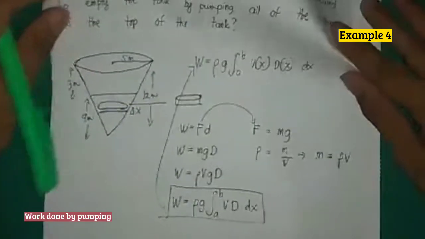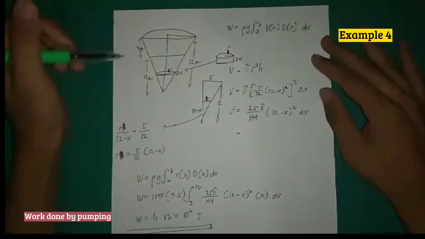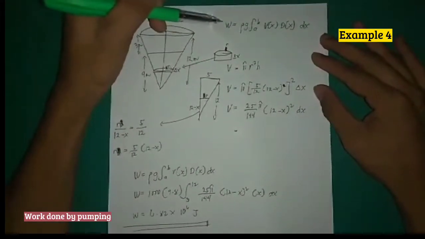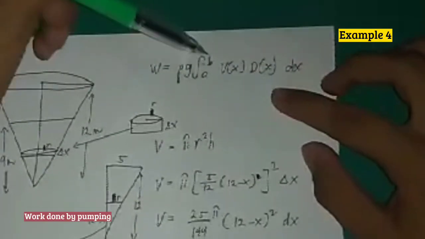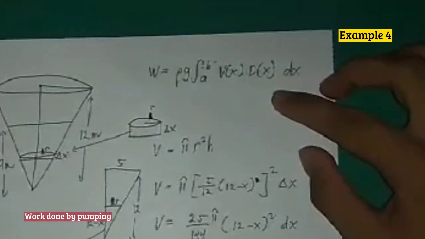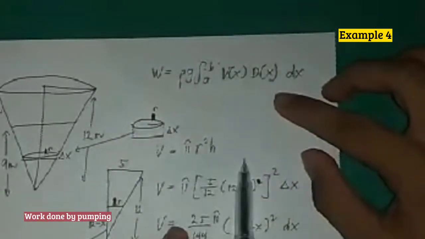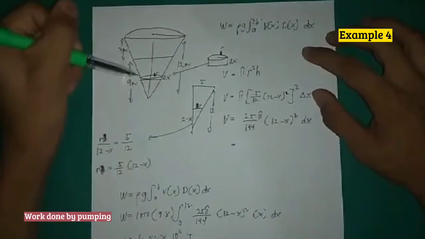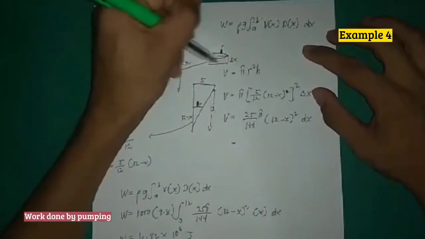So let's go back to the problem. So we can see the formula of work is this one. We can see that we need the volume. So we already know that the formula for the volume of a cone is pi r squared times height. So we need to find the volume first. So here, I will just specify which volume.